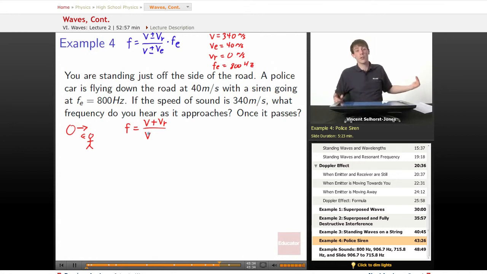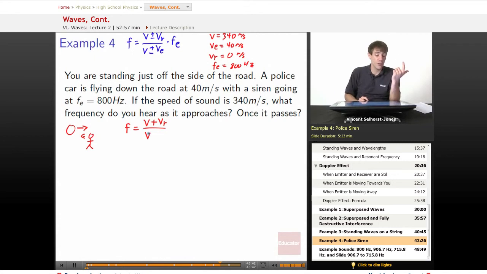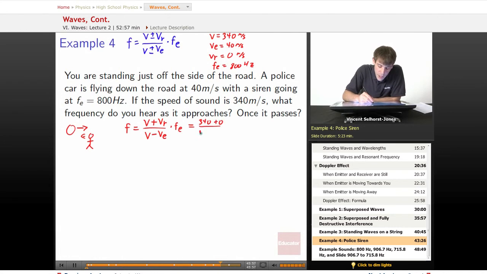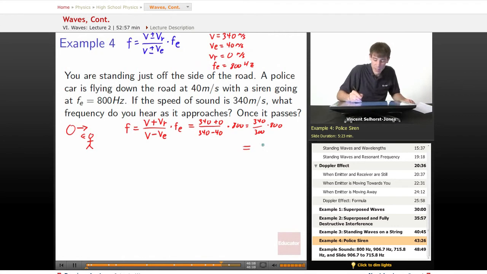Once again, the emitter is coming towards you, so you've got more wave fronts coming at you, so your frequency is going to go up because it's packing those wave fronts at its front. So are you going to use plus or minus? Remember, a smaller denominator means a bigger overall number, so you actually use minus v emitter, times the frequency emitted. We've got v, so 340, your speed is 0, divided by 340 minus its speed of 40, times 800. That's 340 over 300 times 800, which gives 906.7 hertz. Great. So that's what you'll hear as it moves towards you.